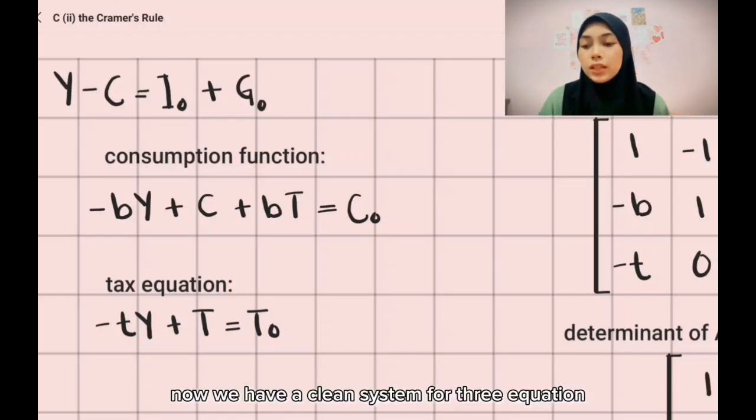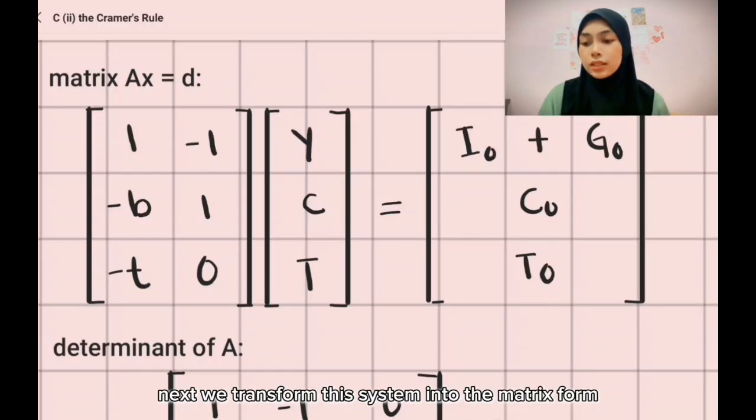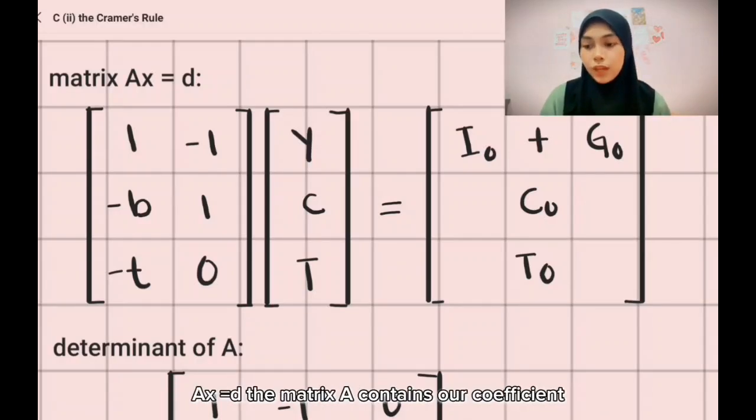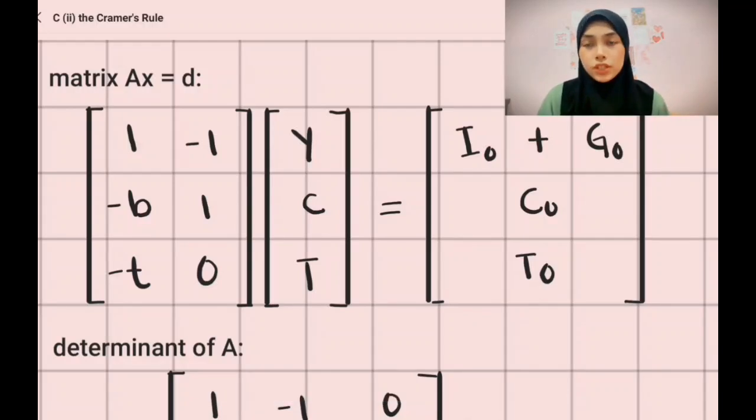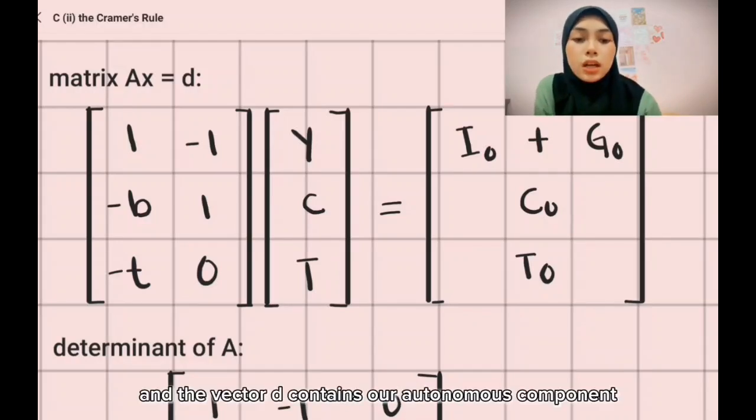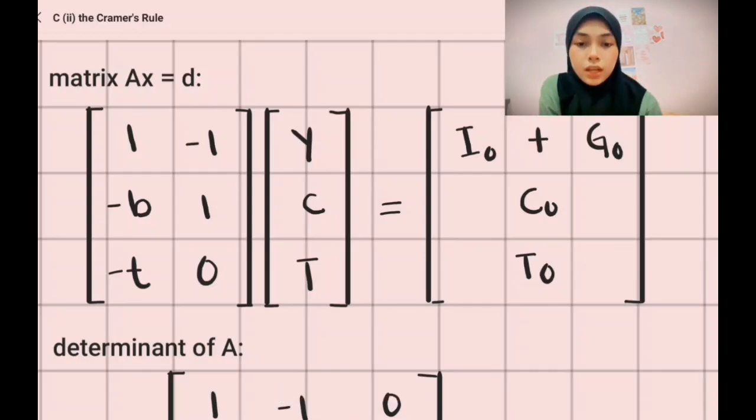Now we have a clean system of 3 equations. Next, we transform this system into the matrix form AX equal to D. The matrix A contains our coefficients. Notice the first, negative B and negative T values. The vector X holds our variables Y, C, and T. And the vector D contains our autonomous components like investment and government spending.